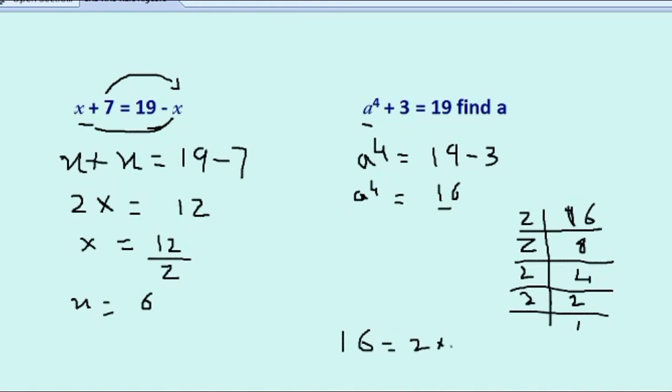So we can write 16 as 2 into 2 into 2 into 2. So 2 is multiplied how many times? 4 times. So a raised to the power of 4 equals 2 raised to the power of 4. This 4 and this 4 will be cancelled. So a's value will be a equals 2. Okay, we have found the value of a.